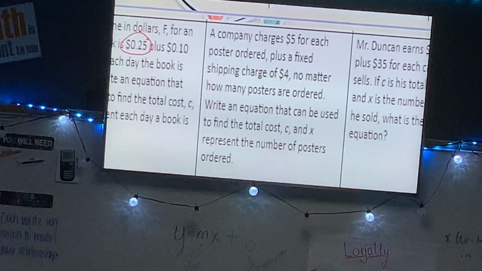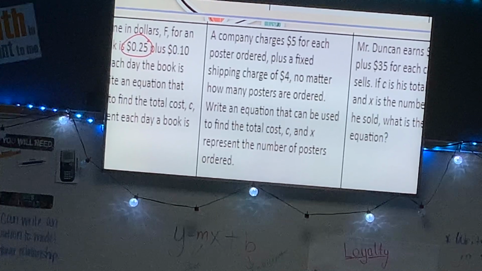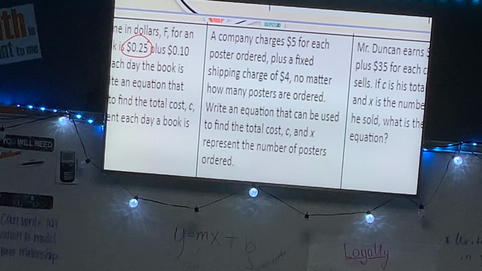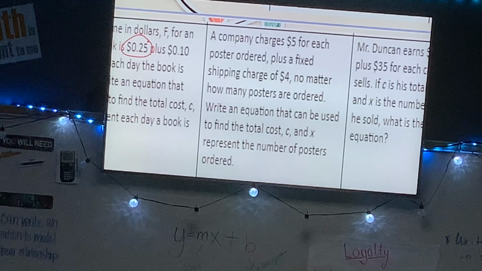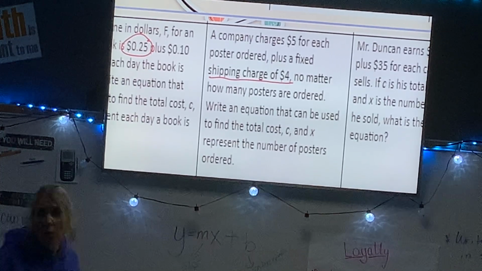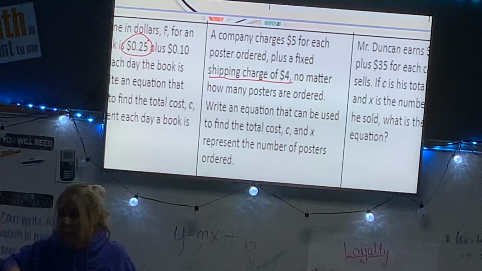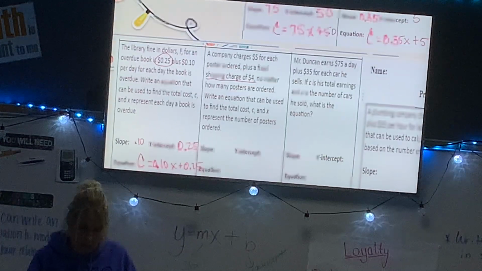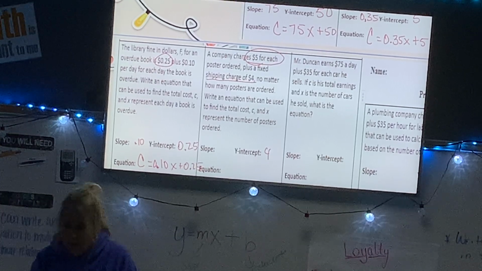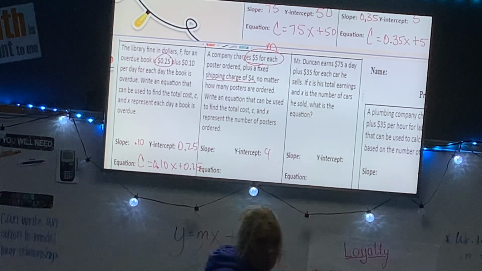A company charges $5 for each poster ordered plus a fixed shipping charge of $4. Which one is your y-intercept? $4, good. So do you see your y-intercept's not always going to be first? A fixed charge of shipping is $4. Each poster costs you $5. We don't know how many posters we're buying, do we?